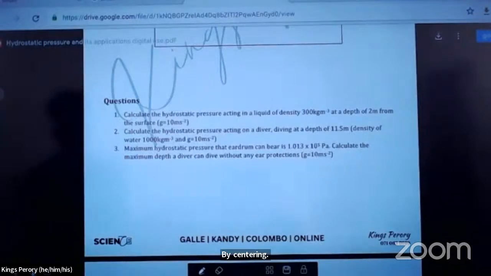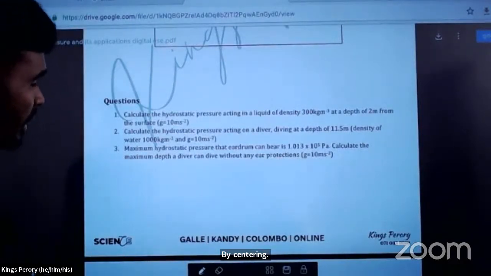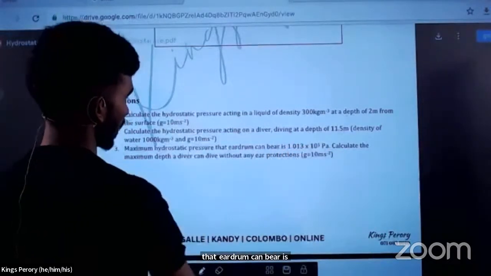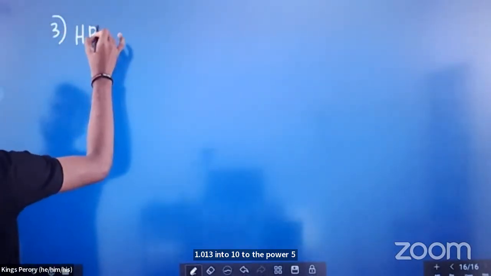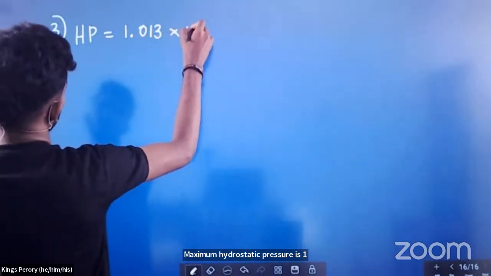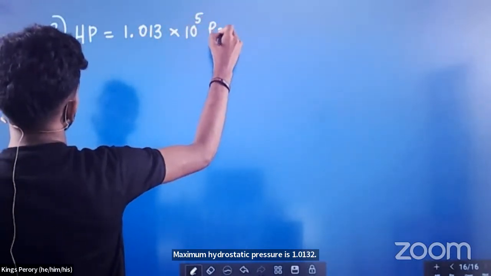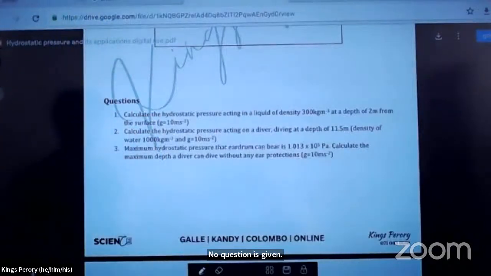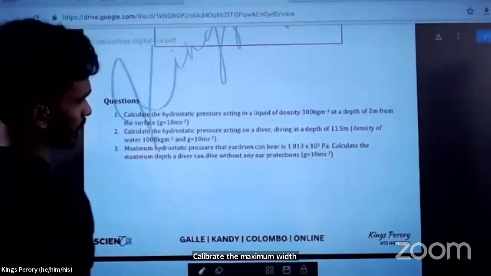Question 3. The maximum hydrostatic pressure that the eardrum can bear is 1.013 × 10^5 pascal. Now, pressure is given. Calculate the maximum depth a diver can dive without any ear protection.